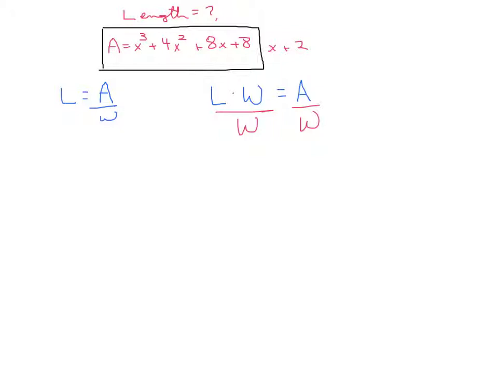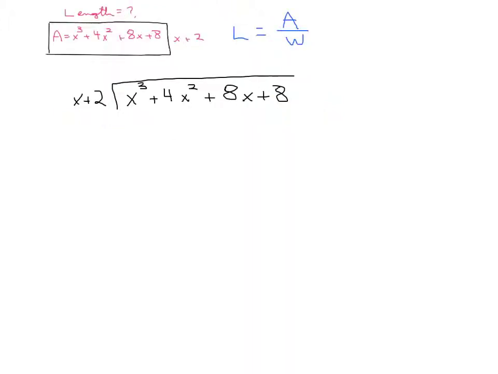What we're saying is that our area is x cubed plus 4x squared plus 8x plus 8 divided by our width, which is x plus 2. So that's the problem we're going to work. We're going to rewrite that with the dividend under the division sign and the divisor outside of it so that we can perform long division. So here's what the problem looks like after we've done that. What I want you to do is pause the video and go ahead and do this division and then come back and check your work.